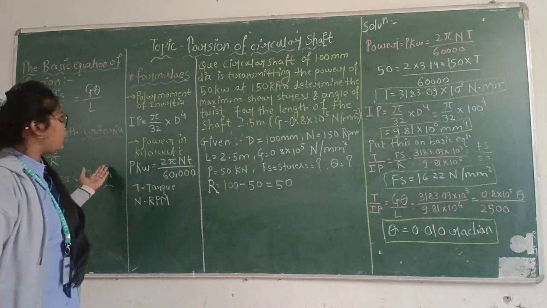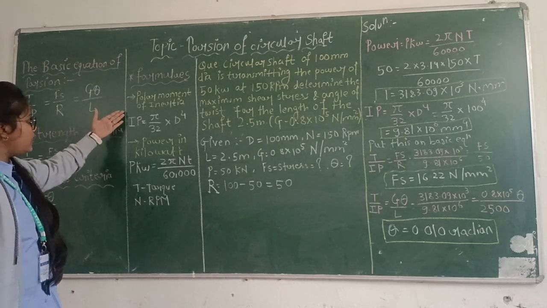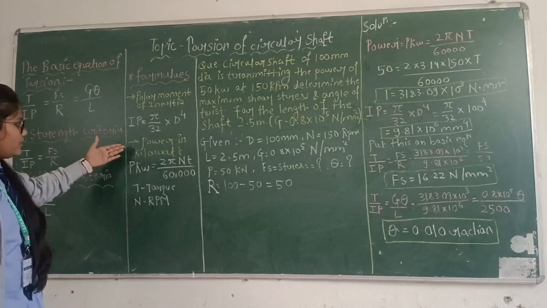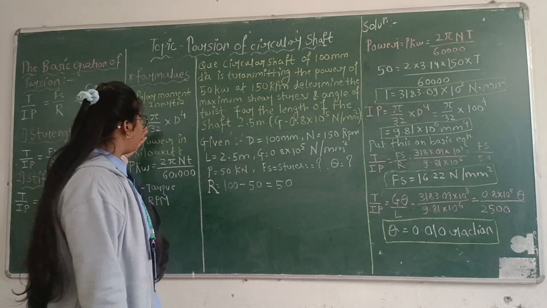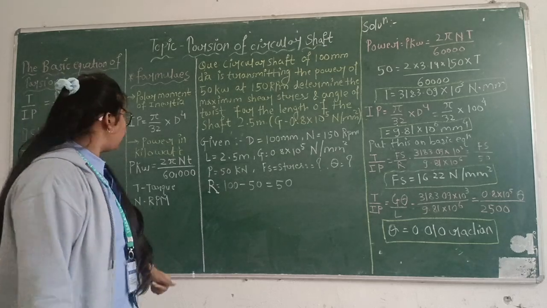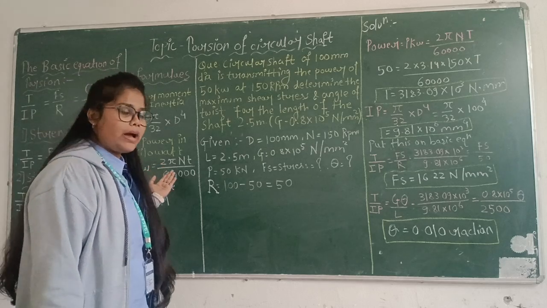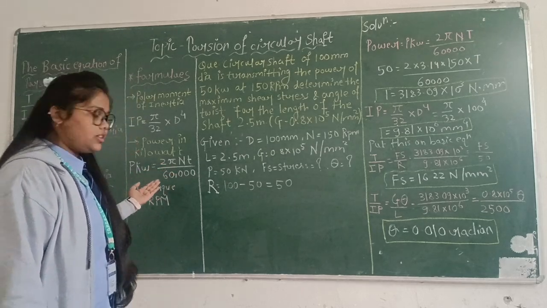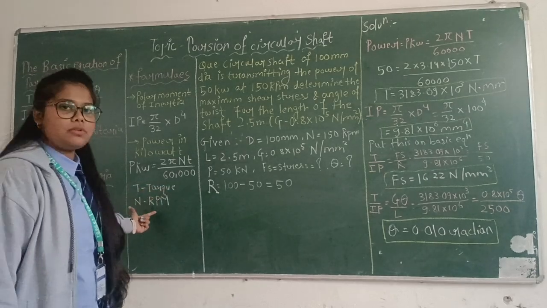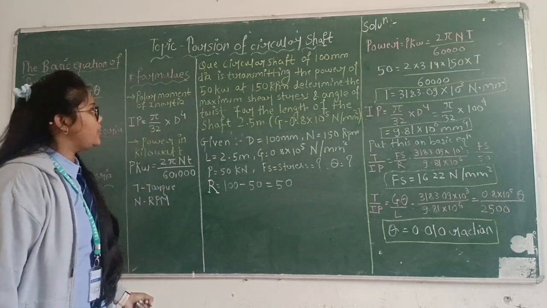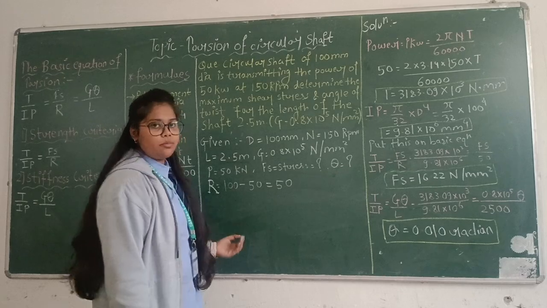Now move on to the formulas. The first is polar moment of inertia and the second one is power in kilowatt. So IP is equal to pi by 32 into D raised to the power 4, and the formula of power is P kW is equal to 2 pi NT upon 60,000. T means torque and N means RPM, revolution per minute. Now move on to the numerical on this topic.